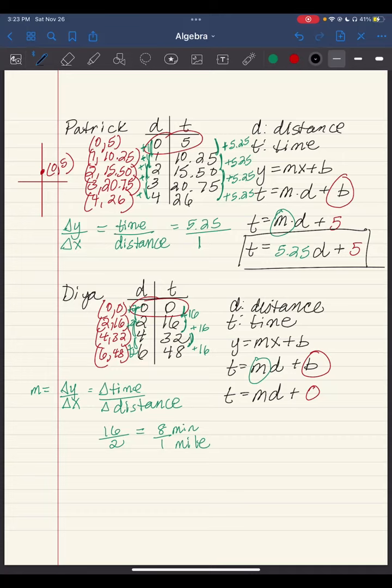Instead of t equals md plus 0, we're going to write t is equal to 8 times distance plus 0. And we don't actually have to write that if we don't want to. So we could write t is equal to 8d and be happy with that. And that is a linear equation that represents Dia's running pattern. So we've got 3 different people, 3 different scenarios, and 3 different equations from tables.